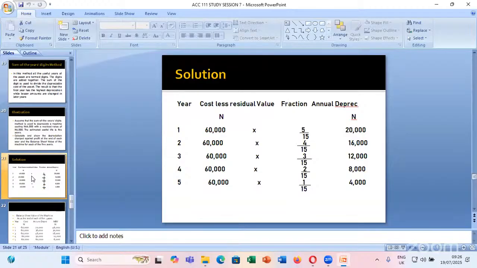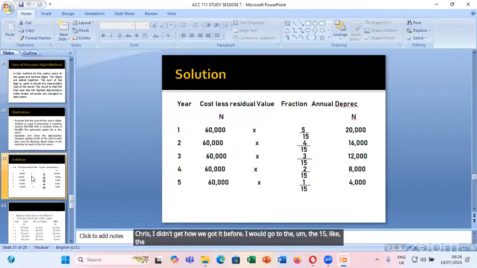Can you ask your question? Sorry, sir, I didn't get how we got the 15, the 15 that we are using to divide.